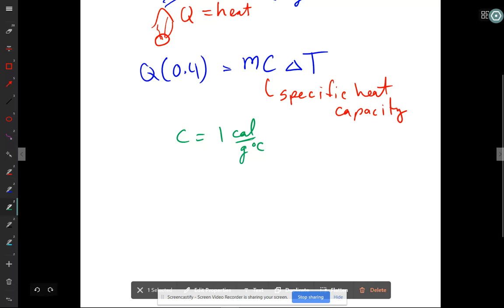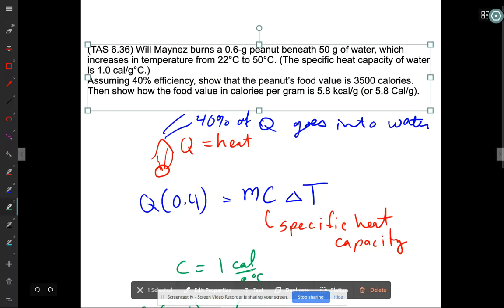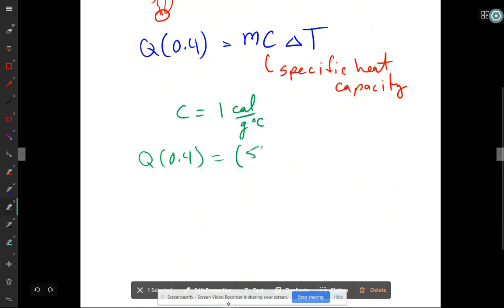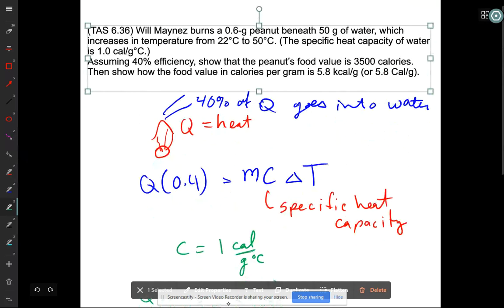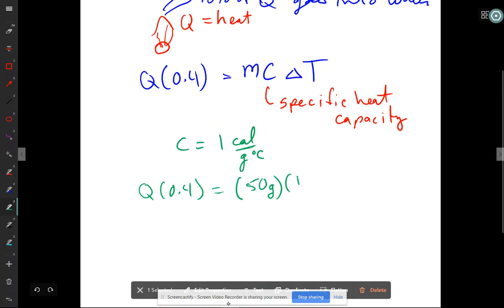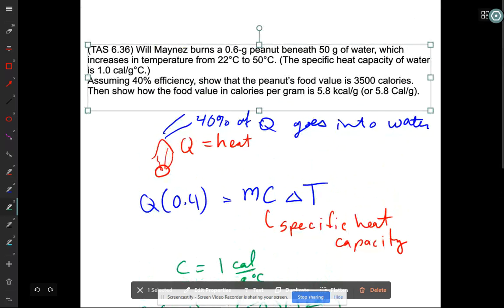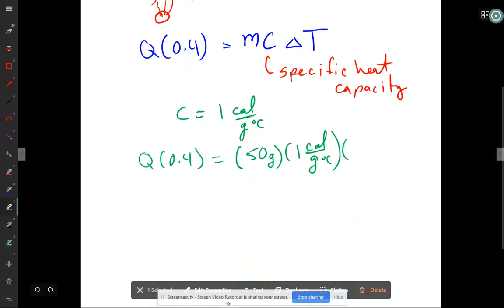So what I'm going to do then is say that Q times 0.4 is equal to the mass. So I look at this and it tells me the mass of water was 50 grams times C, which is 1 calorie per gram degree Celsius, multiplied by the change in temperature. So it went from 22 to 50. So the change in temperature is going to be 50 degrees Celsius minus 22 degrees Celsius. And I can use this then to find Q.